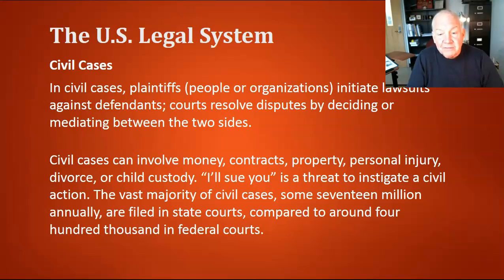The vast majority of civil cases, some 17 million annually, are filed in state courts compared to around 400,000 in federal courts. And civil cases are decided based upon the preponderance of evidence. In other words, towards which side, the plaintiff or the defendant, does the evidence suggest the correct outcome should be, as opposed to in a criminal case where we require guilt beyond a reasonable doubt.